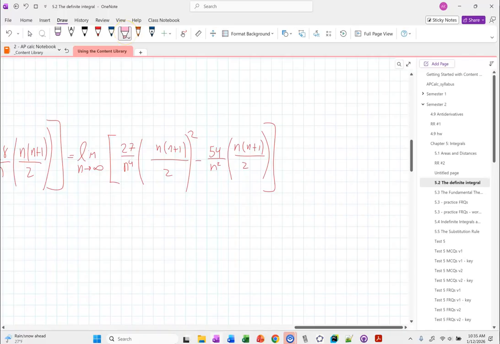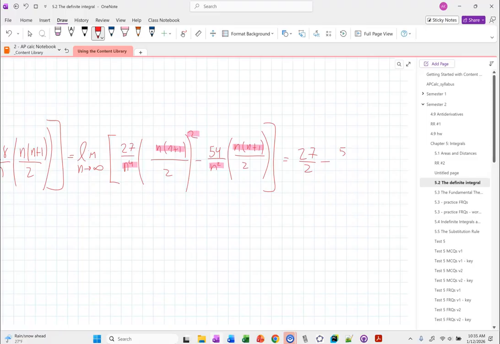If I look at this limit, I have a degree 4 polynomial over a degree 4 polynomial. So it's leading coefficient over leading coefficient. And then I have a degree 2 polynomial over a degree 2 polynomial. So that's going to be leading coefficient over leading coefficient. Oops, except that's a 4, sorry, because it's 2 squared. And then you're at your answer.